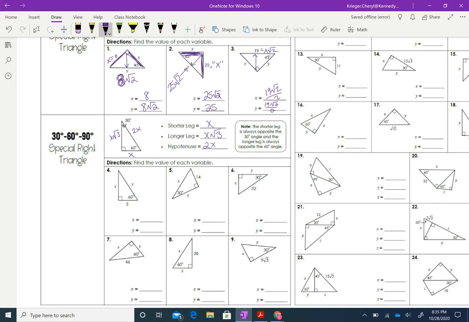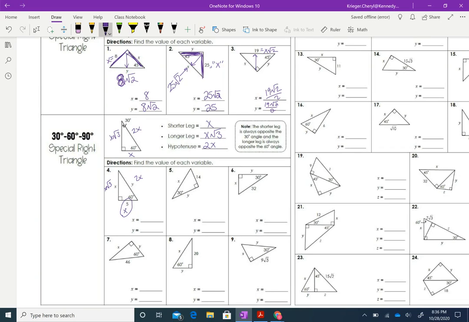Okay, so number 4, they give us x. So I'm going to just label my sides. This is x, x root 3, and 2x. And I'm sorry, guys. I know it's super confusing when they use the variables x and y, but it's worth it to label. So we know that our x is 5.